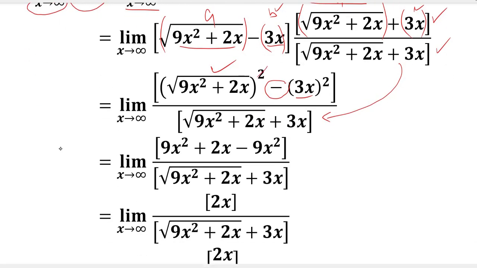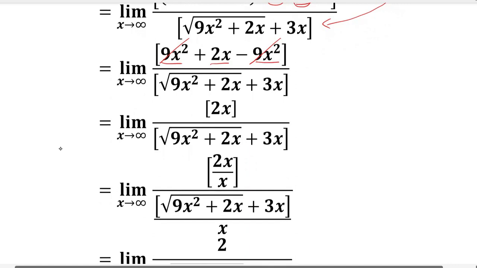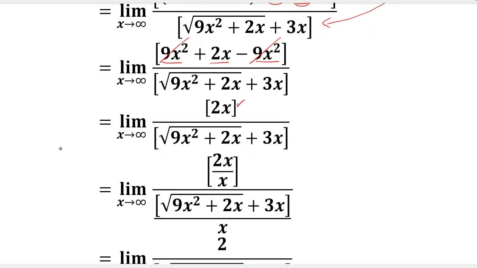Now this is a square and that's a square root, so they cancel out each other. You are left with 9x squared plus 2x, and this gives us 9x squared with a negative. So this is plus 9x squared and this is minus 9x squared. They cancel out each other. We are left with only 2x divided by the square root of 9x squared plus 2x, plus 3x.